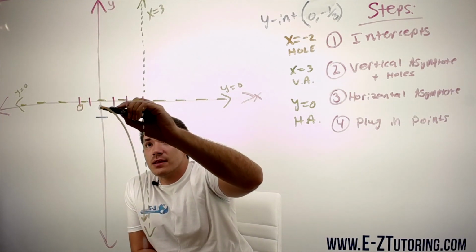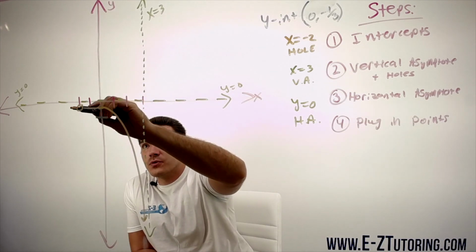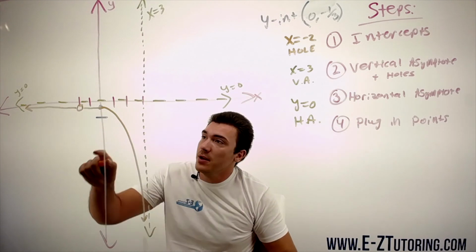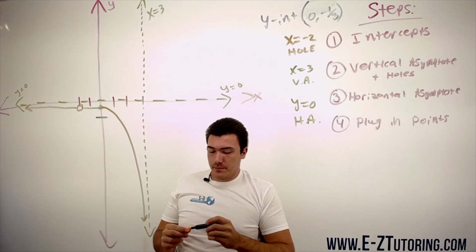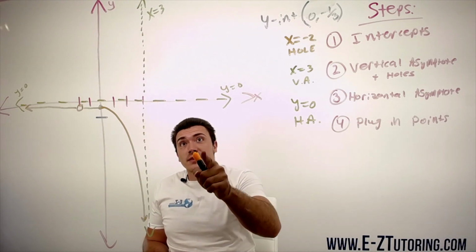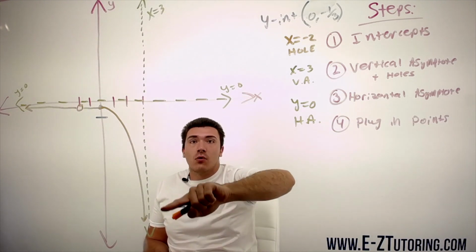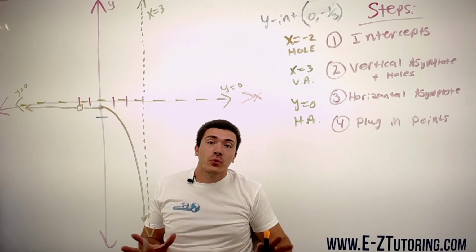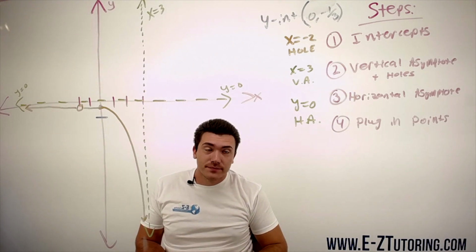So then you just connect the dots with your graph, and of course it can never actually cross your horizontal asymptote, but it'll get very close. Now, what does it do on the right side of the graph? Does it go like this? Does it go like that? Does it go like that? We won't know till we plug in points.